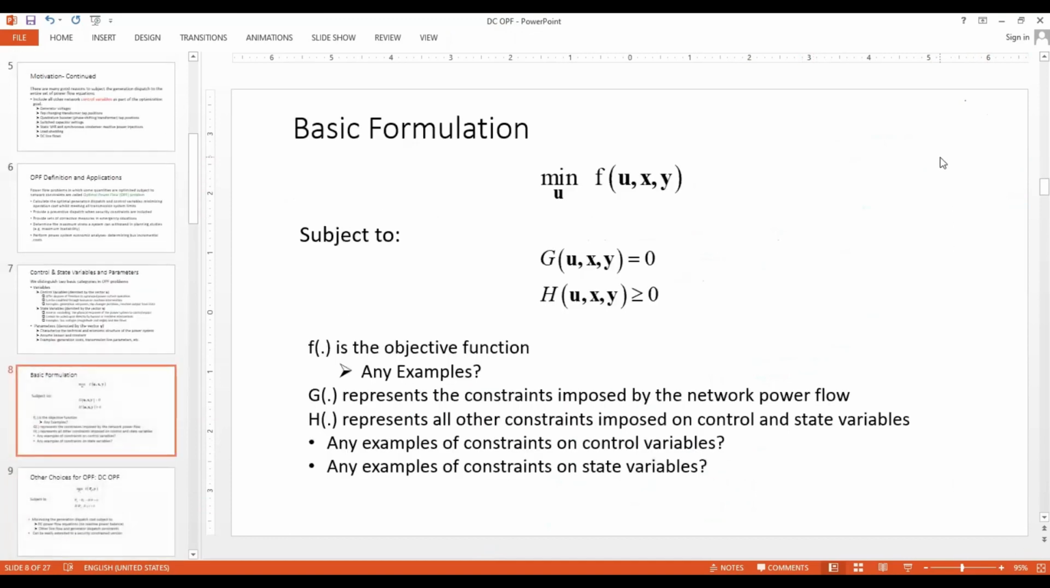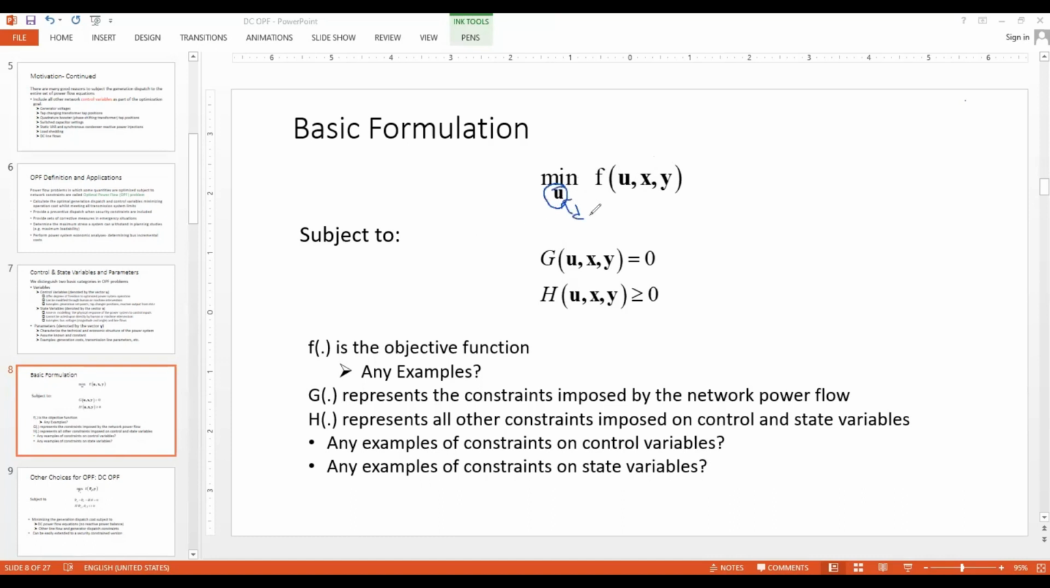So this is the basic mathematical formulation for the OPF. Our target is to minimize, again, minimize some sort of objective function. Here we are expressing it in terms of f, and this is a function of all three kinds of sets of parameters. I mean, it is a function of the constant parameters, the state variables x. It is also a function of the control variables u. And the optimization will be achieved by changing these control parameters.